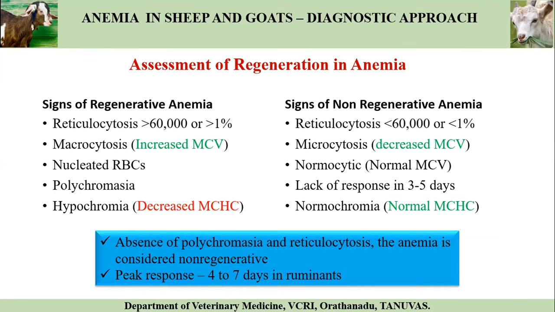One should be aware that regeneration is not detected suddenly in the blood smear. It will take 2 to 3 days to be detected, and the peak response will happen in 4 to 7 days in ruminants. So this phase might be a pre-regenerative response to the anemic crisis. We must differentiate non-regenerative anemia from the pre-regenerative response. Basically, goats have the smallest erythrocytes of all domestic animals.